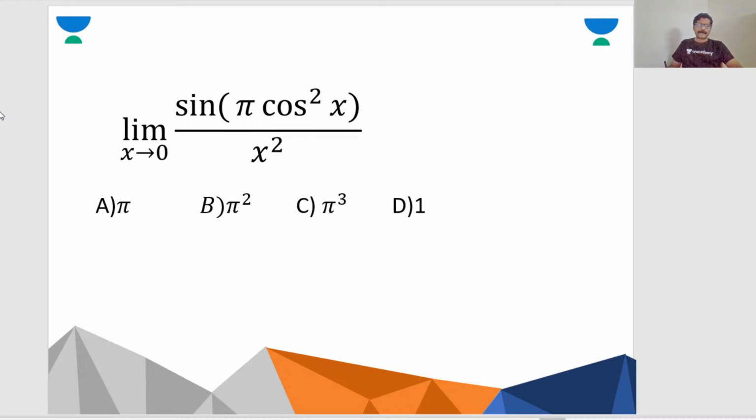Try this problem. Limit x tends to 0, sin(pi cos²x) / x². Based on standard limits only. Limit x tends to 0, sin(pi cos²x) by x square. Try this one.